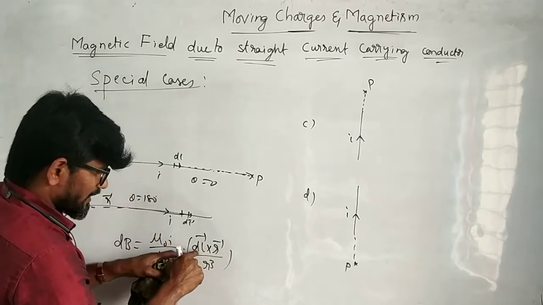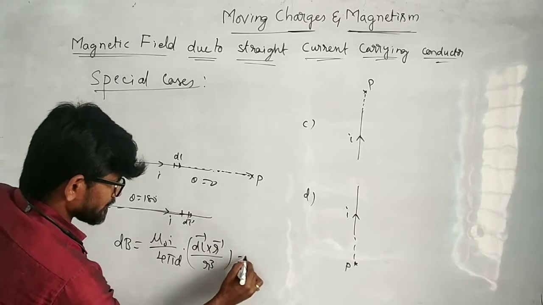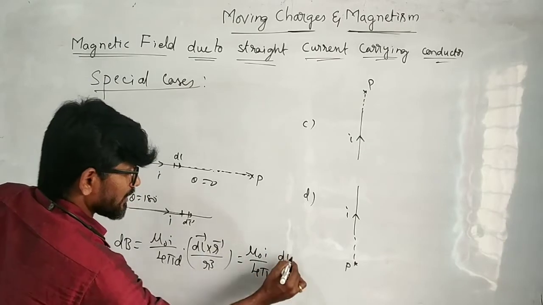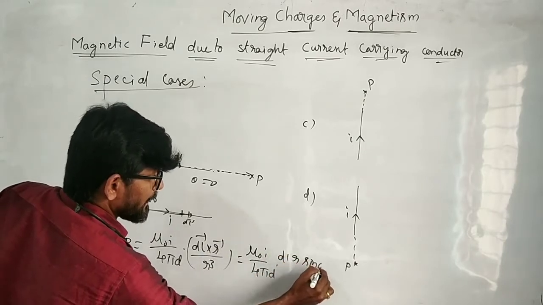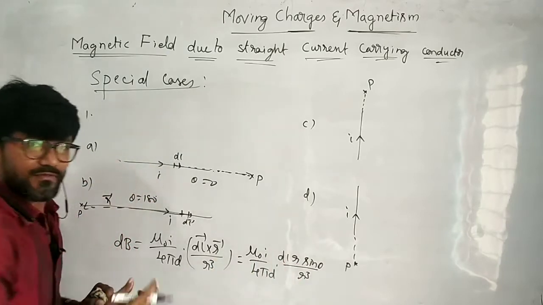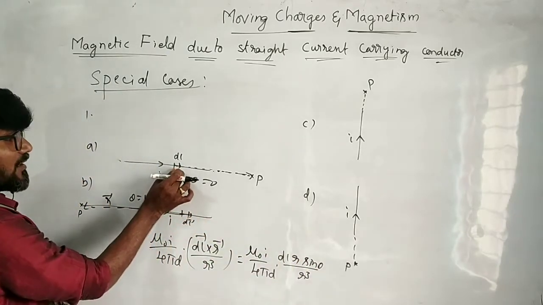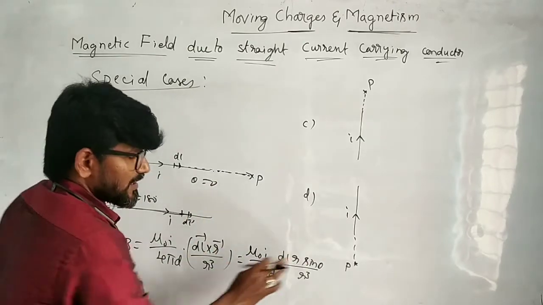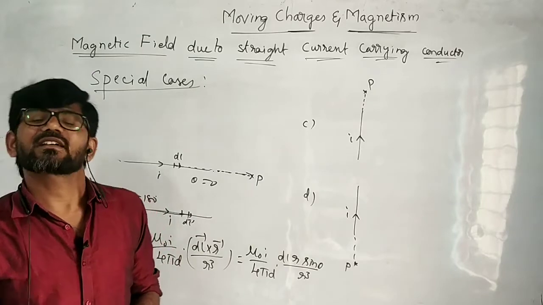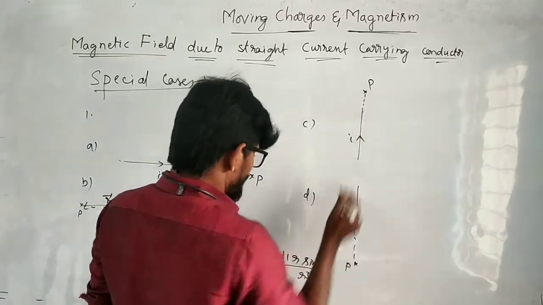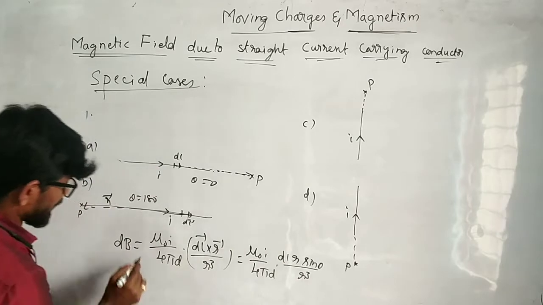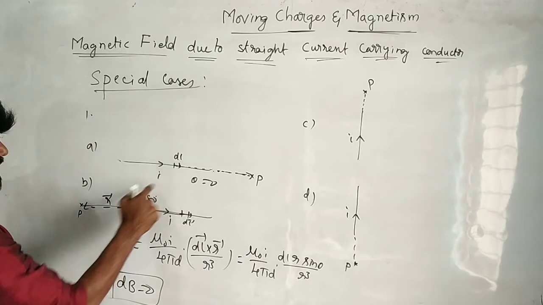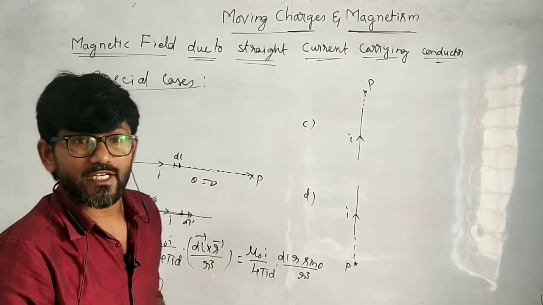So this further you can write as mu naught I by 4 pi into dl bar cross r bar, which is dl r sin theta by r cube. R cancels, of course. Here theta is the angle between dl bar and r bar. In this case it is 0, in this case it is 180. So sin 0 or sin 180 is 0. And here also, if you observe, dB is equal to 0. Why? As theta is 0 or 180, sin 0 or sin 180 is 0.